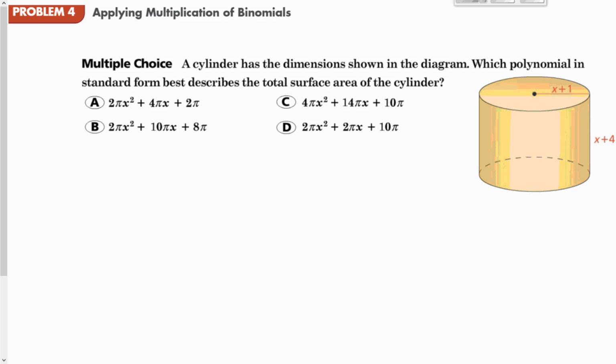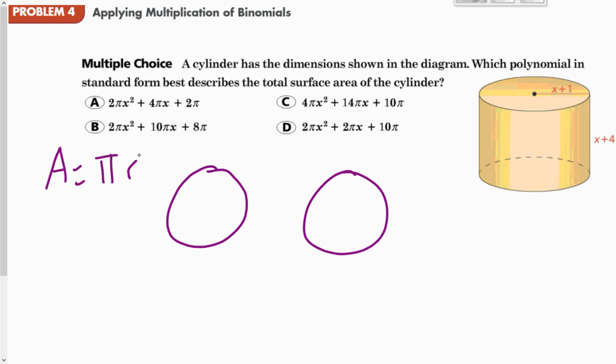So here we're dealing with surface area. Surface area is just the area all the way around, right? So when we have a cylinder, that means we have a circle on top and a circle on bottom, but it's the same size circle, right? So I just need to find the area of one of the circles and times it by 2. And the area for one circle is pi r squared. Here our r squared is an x plus 1. So I want to take x plus 1, that's my radius, I want to square it, and then times it by pi. Okay, that'd be the area of one circle.